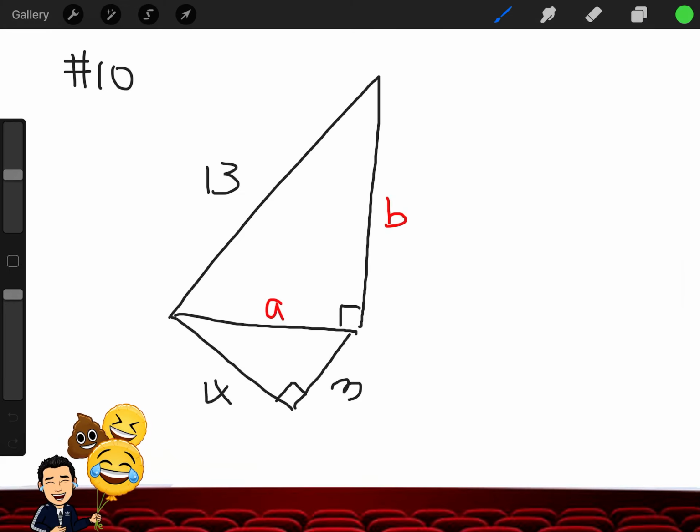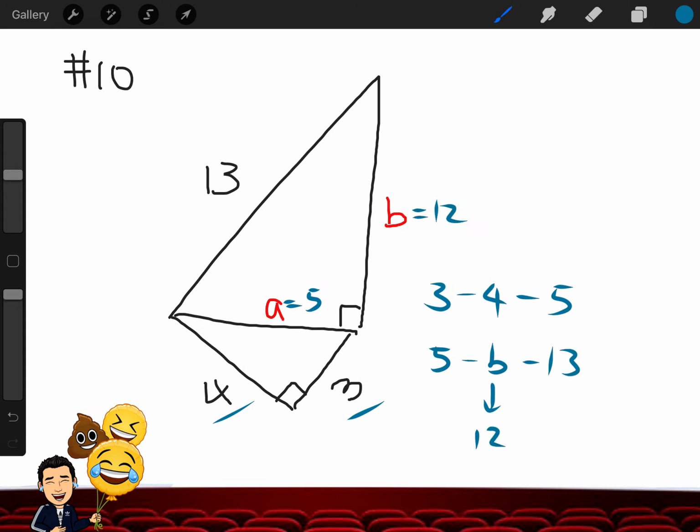Okay, number 10. This one looks tricky, but it's actually not that hard. If you have the Pythagorean triples memorized, you can find out that 3, 4, 5 is one of the Pythagorean triples. If the two legs are 3 and 4, then your hypotenuse is going to be 5. Then for this large right triangle with 5, b, and 13, what does b equal? B is going to equal 12. I give you guys the answer for this one.